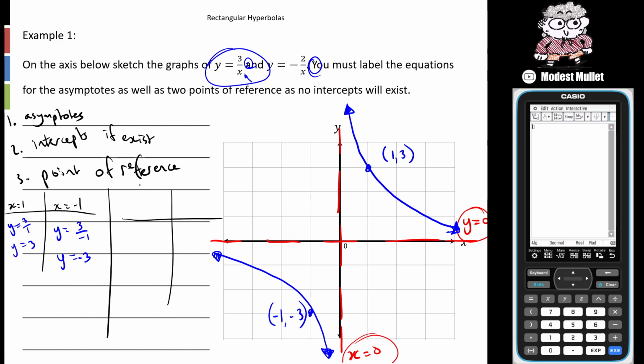We can do the same with the next one. We'll use x equals 1 and x equals -1 again. Let's do this in green. We get -2 on 1 is -2. -2 on -1 is 2. Okay, so when x is -1, y is 2.